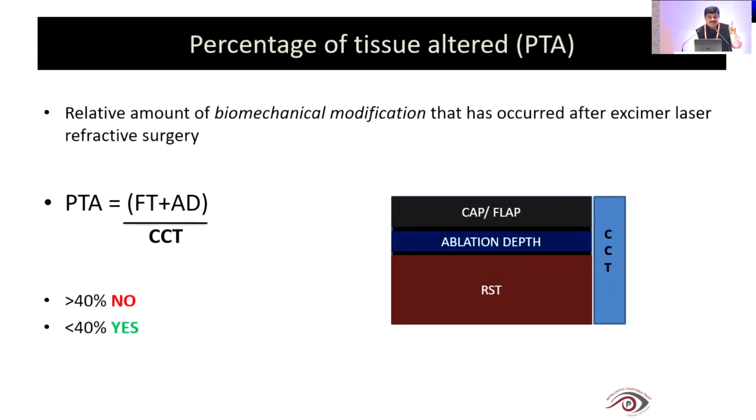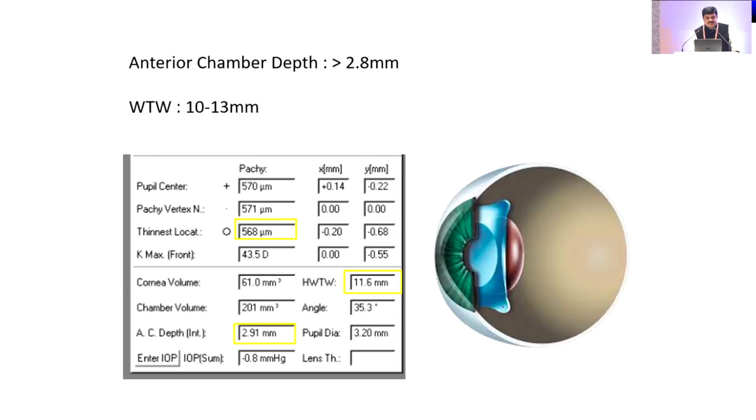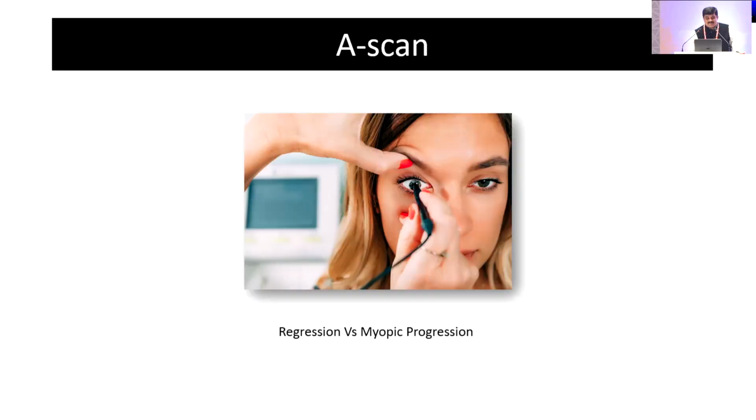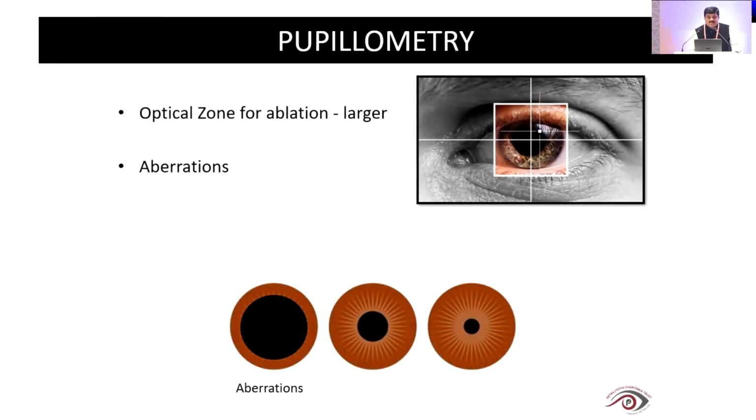Apart from this, one more important point you need to look at is the percentage of tissue altered, that is PTA. PTA is equivalent to the flap thickness plus ablation depth divided by the central corneal thickness. If PTA is more than 40%, that means don't do the refractive surgery. If it is less than 40%, then you can plan for the refractive surgery. Then anterior chamber depth always should be more than 2.8 and white to white always between 10 to 13. So an A scan is to be done to know the ACD also.